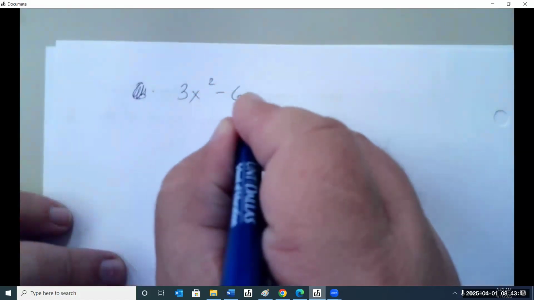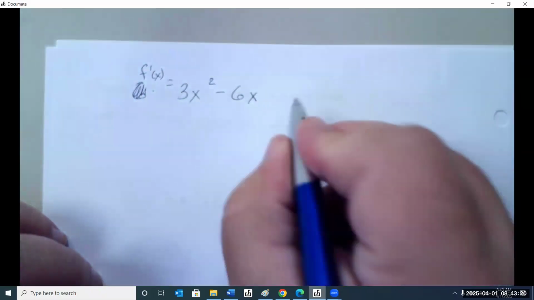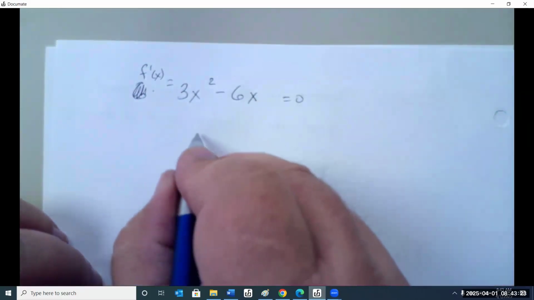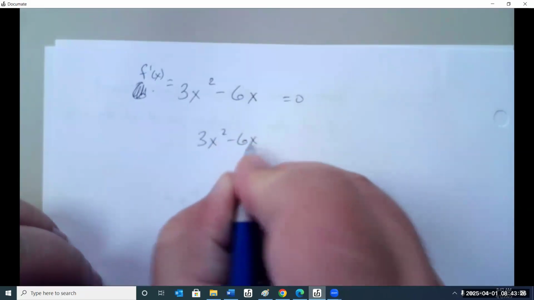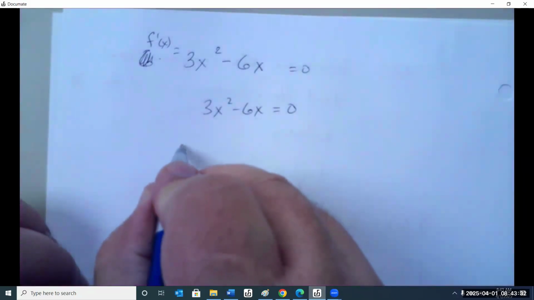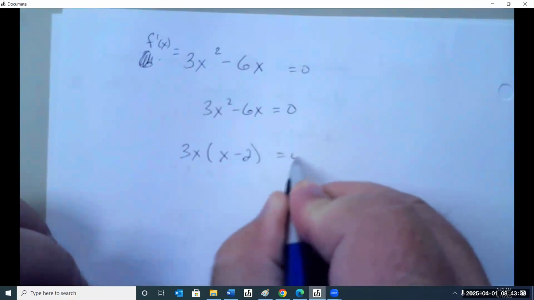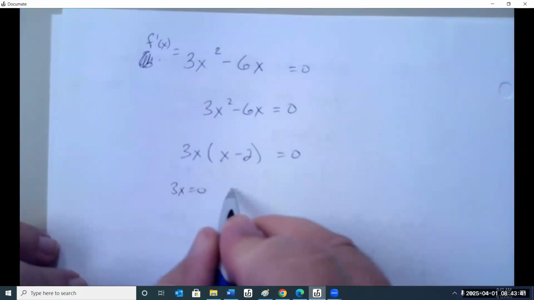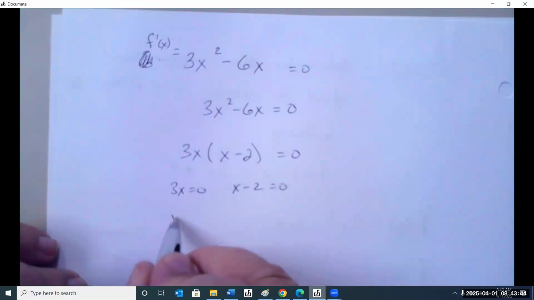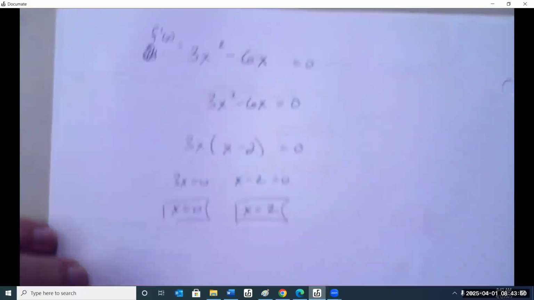First derivative is 3x squared minus 6x. This is my first derivative. Set it equal to 0. We can factor out a 3x. Give me x minus 2. Set them equal to 0. X equals 0 and x equals 2. These are the points where I'm going to have my vertices.